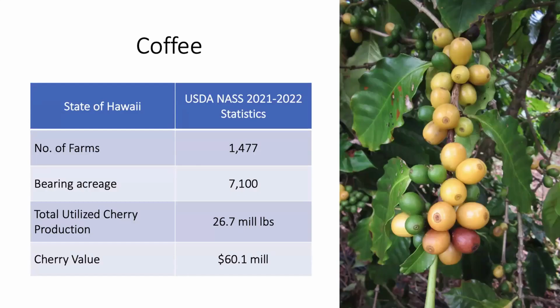Here in Hawaii, there are nearly 1,500 coffee farms spread throughout our 6 major islands. Since last season, bearing acreage increased a little to about 7,100 acres, and statewide, coffee farmers produced 26.5 million pounds of cherry, valued at nearly $60 million.